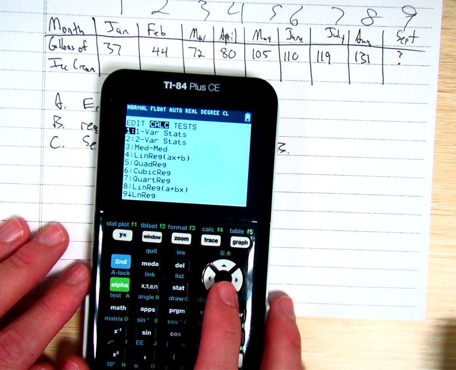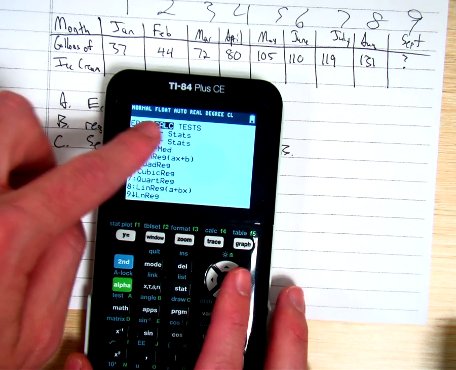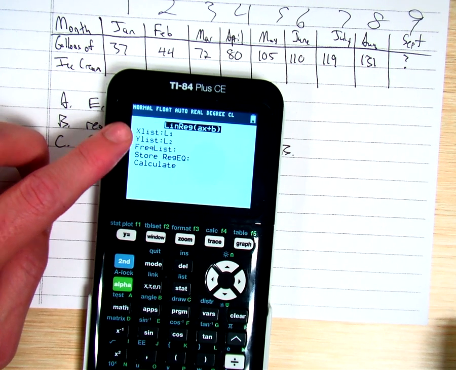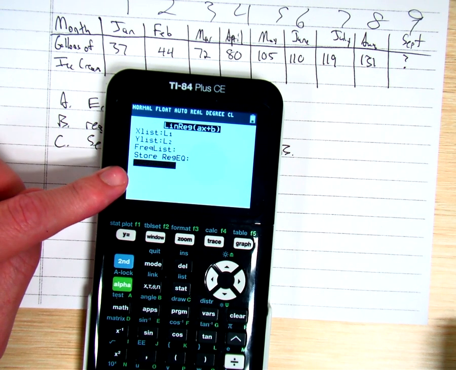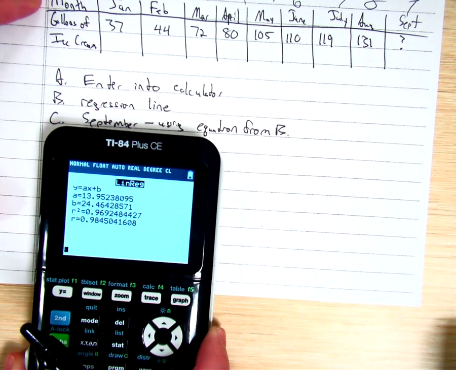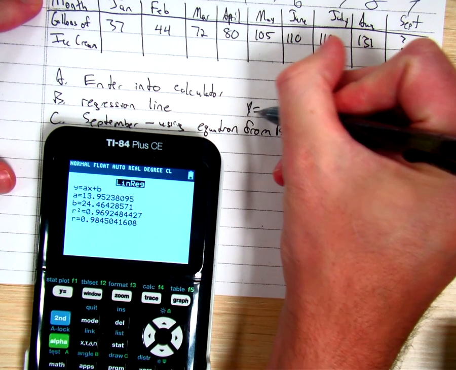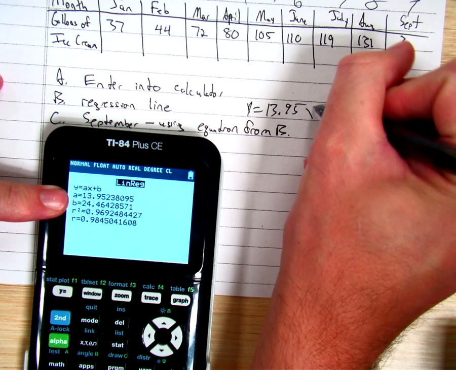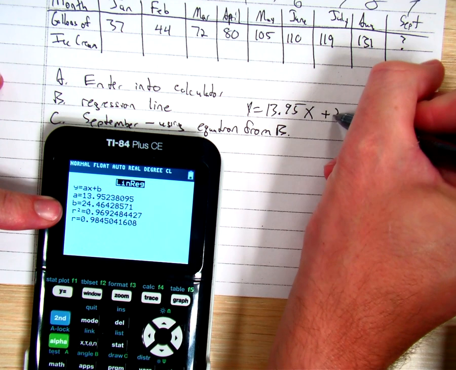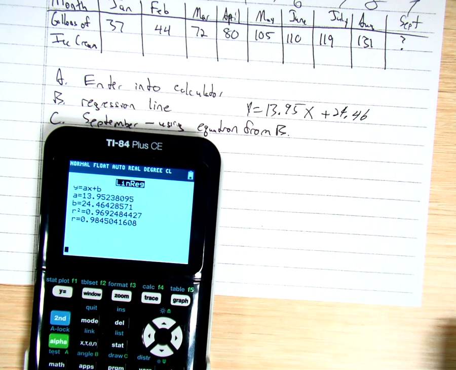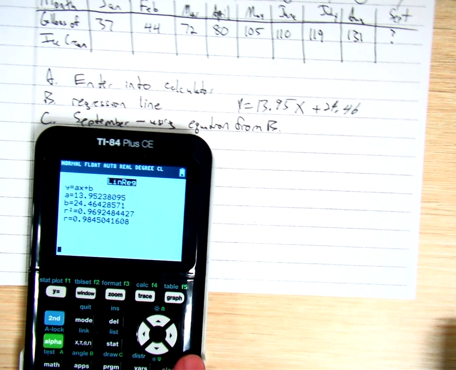Stat, calculate. Use my arrow keys to slide over. And we want the fourth one. L1, L2, yep, blank, blank, good. Boom. Okay, so there's my equation. Y equals 13.95 times x plus 24.46. And this has an R value of 0.98. Wow. Really, really good. Really close to 1.